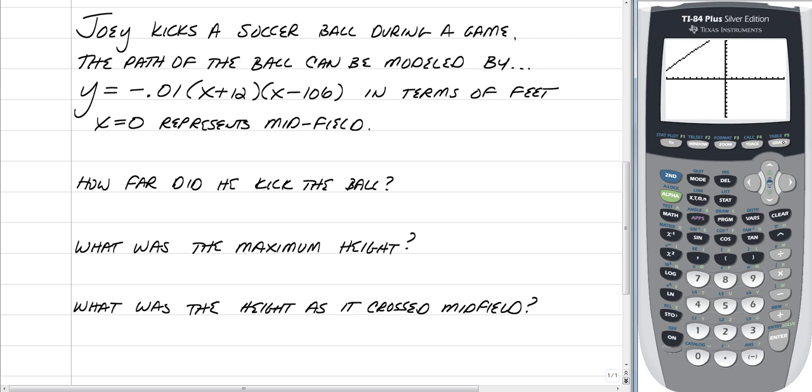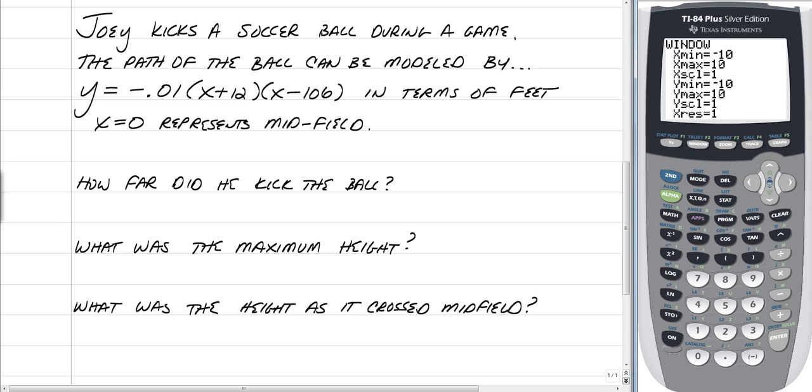Well, you got to think about kicking a soccer ball. And if you understand intercept form, you kind of know where this is going to be. The intercepts are -12 and 106. So to use your calculator to change the window, you just click the window button.